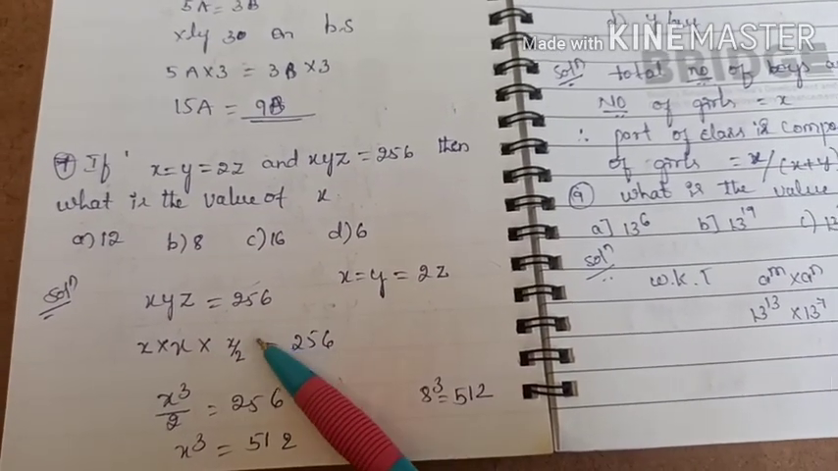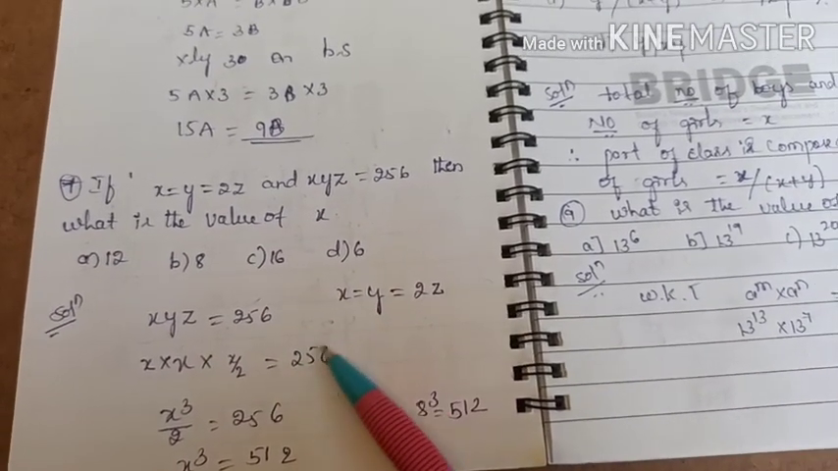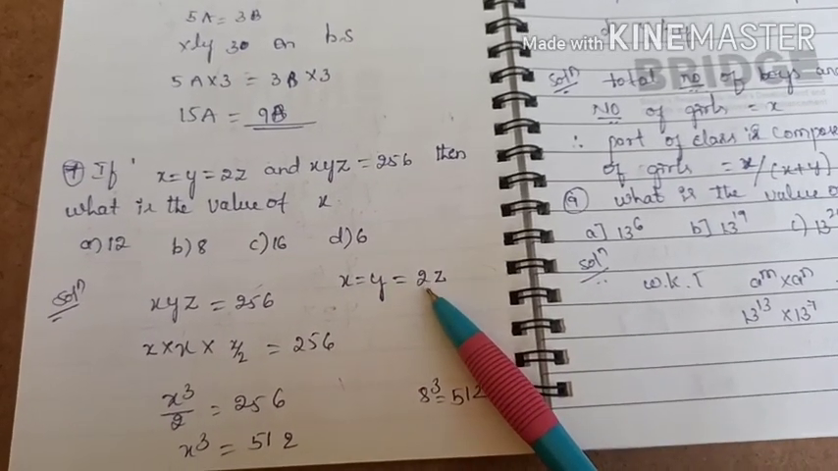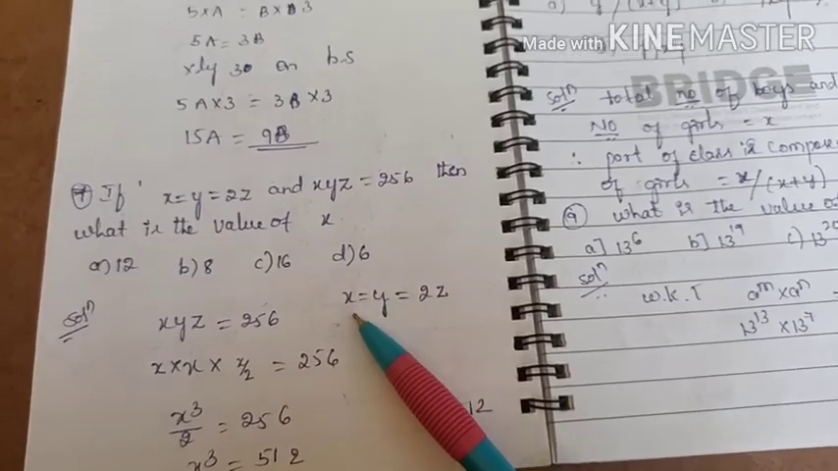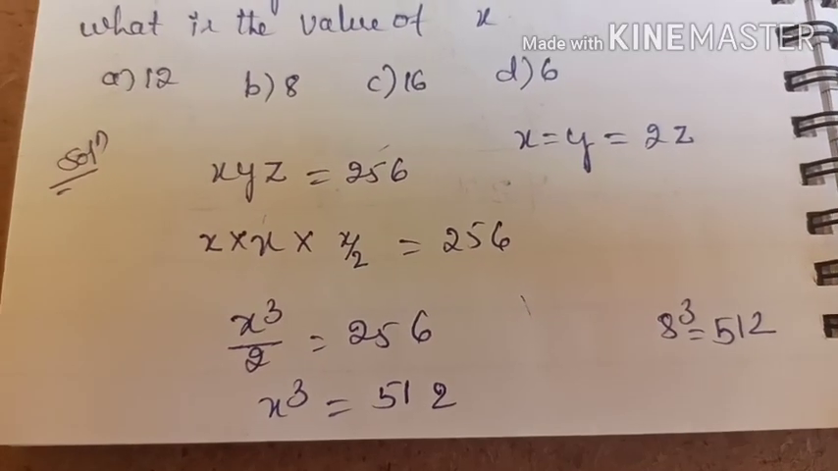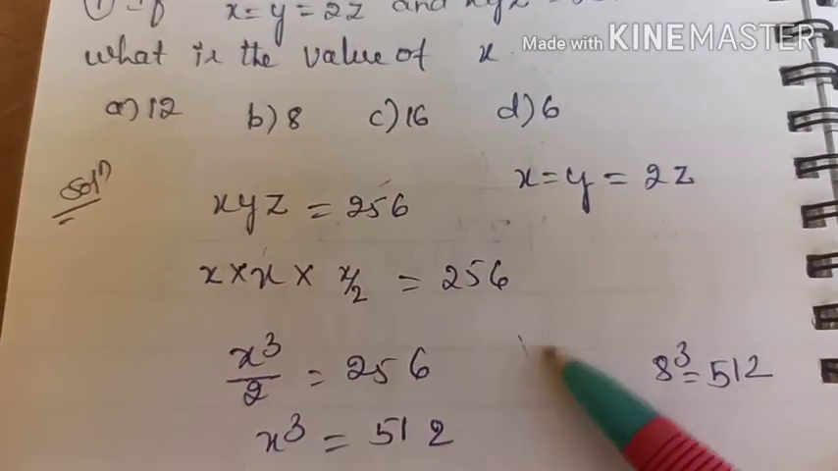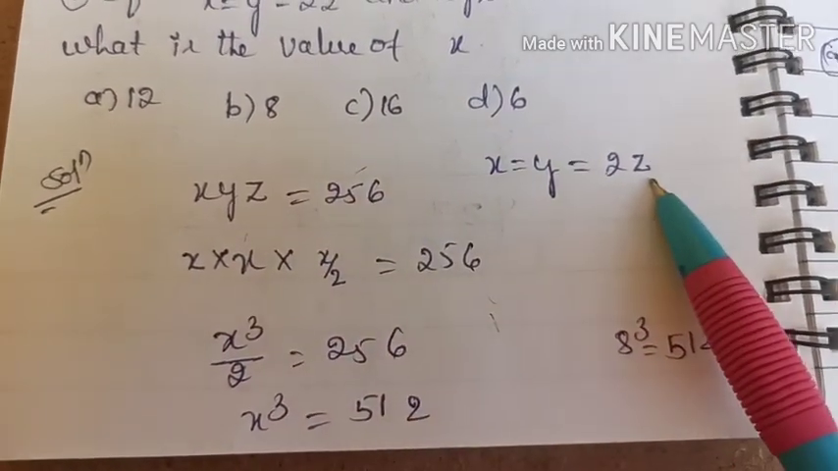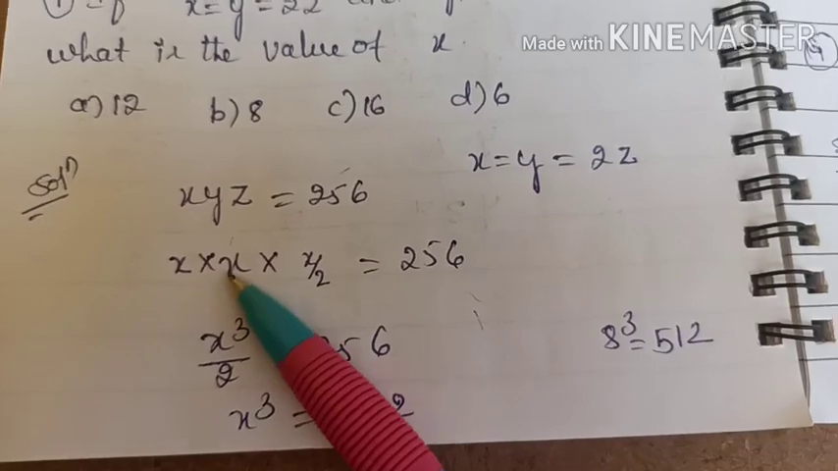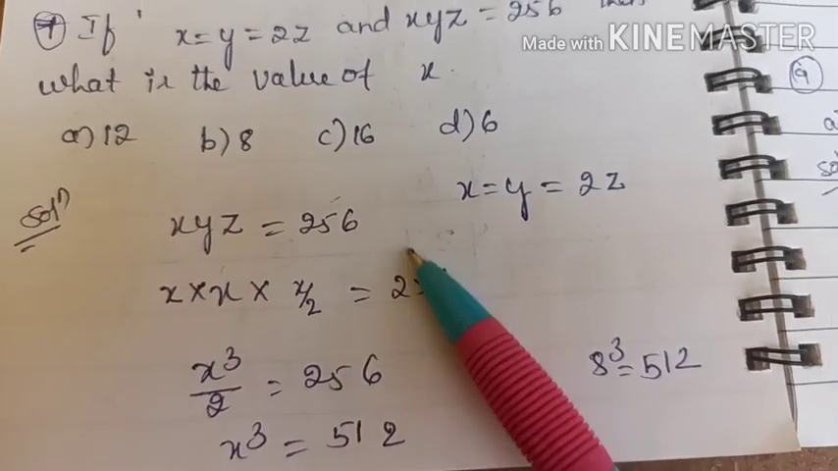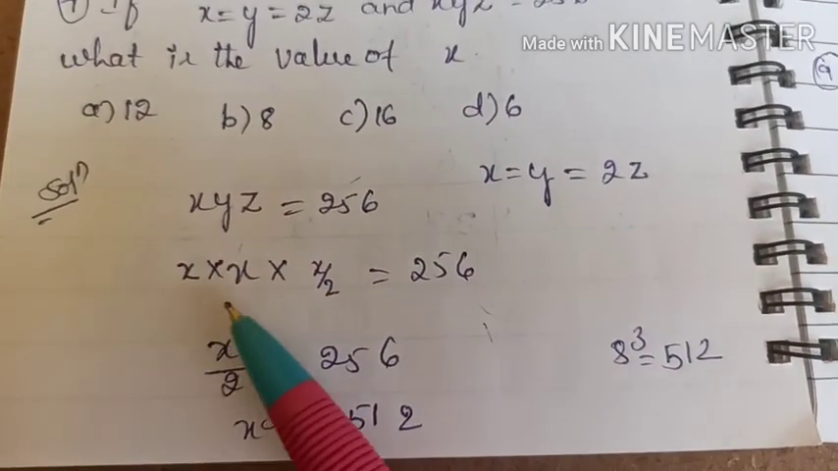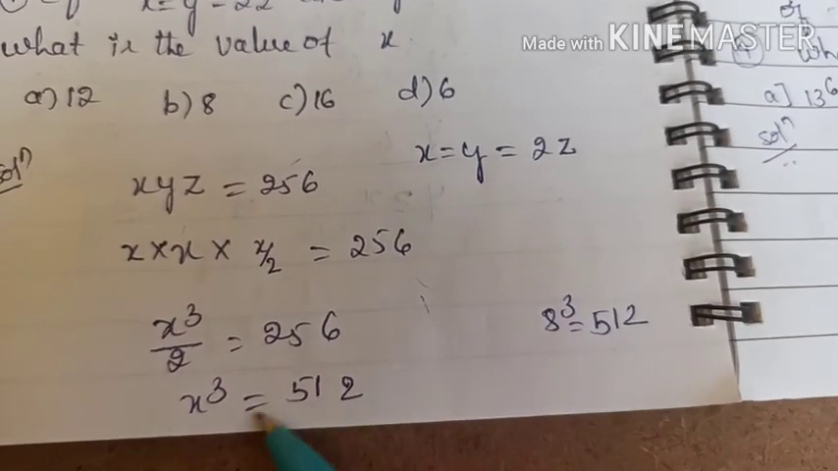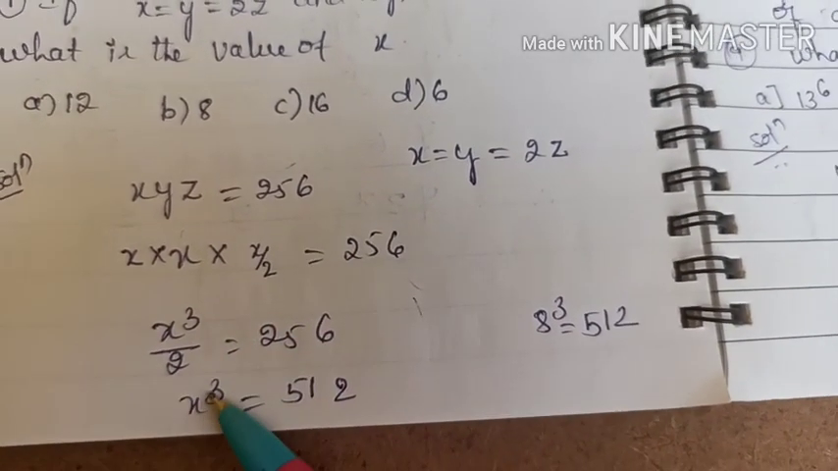Among these two equations, we need to compare. Here x equals y and y equals 2z, which means z is x by 2. Just solve xyz equals 256. Substitute y as x and z as x by 2. So x into x into x by 2 equals 256. x into x into x is x cube, so x cube by 2 equals 256. And we need to calculate the value of x.